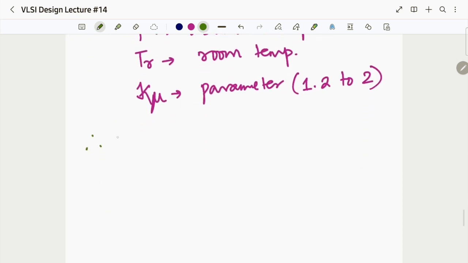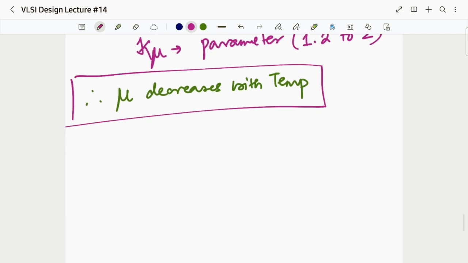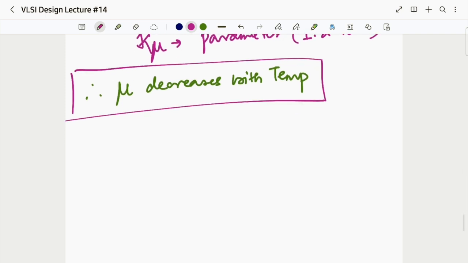we can conclude that mobility decreases with temperature. Now if mobility decreases with temperature, then the speed at which the electrons will travel will be degraded. If that is degraded, then it will impact the current. Okay, so every characteristic of a transistor is temperature dependent. Let us see how. We just started off with mobility, right? Let us see other parameters.